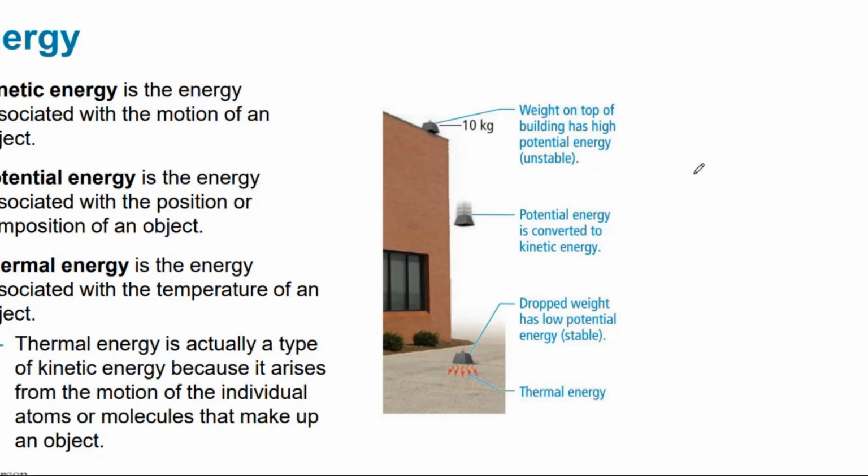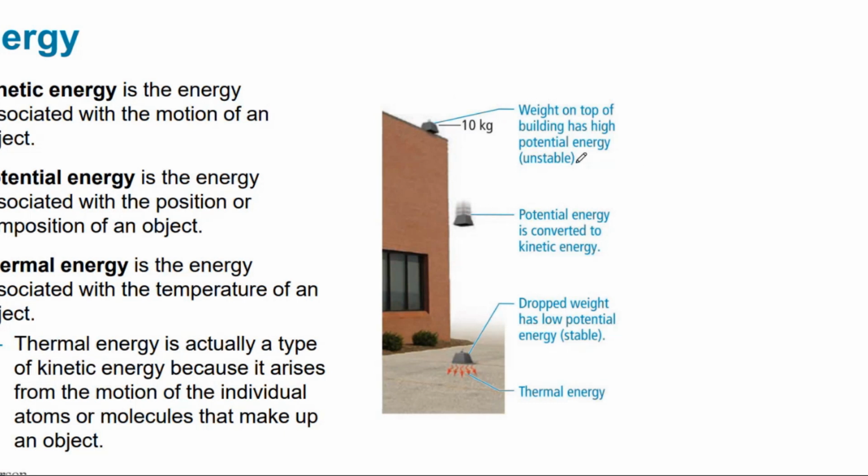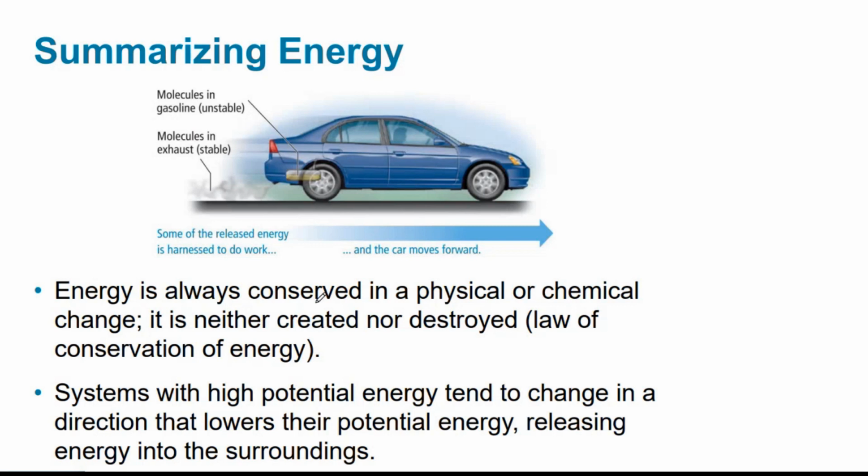make up an object. So if you put a block on top of a building or a weight on top of a building, it has potential energy because it's at a high elevation. And then if you knock it off, you're converting it to kinetic energy. And then when it hits the ground, it has basically given up all of its energy, and its energy is now at a lower state. So energy is always conserved in a physical or chemical change. It's neither created nor destroyed, and that's the law of conservation of energy.